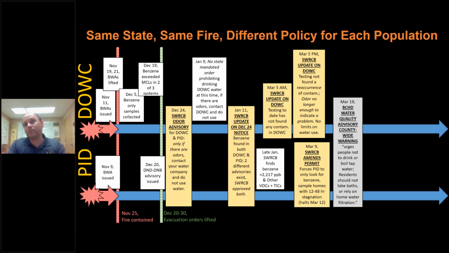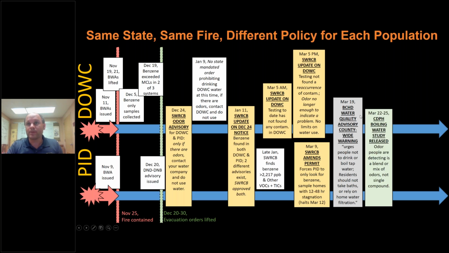At one point in late March, what happened was the county, so the local health department, not the state or the feds, the local health department basically had enough and said, you both have hazardous waste scale contamination in your water systems. We're issuing a county-wide warning that there's contamination here. And then later on, another state agency came out and said, basically, don't use odor as an indicator of contamination.